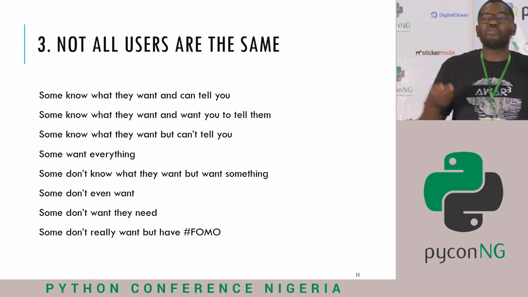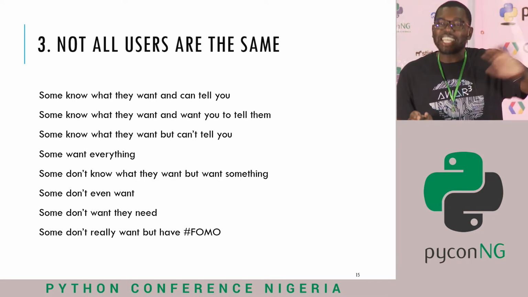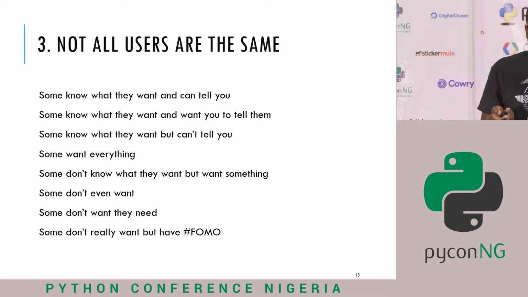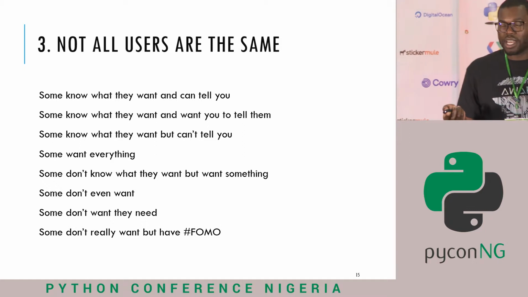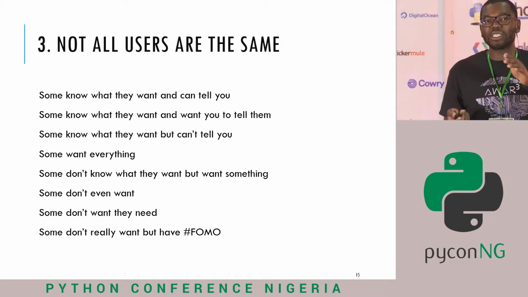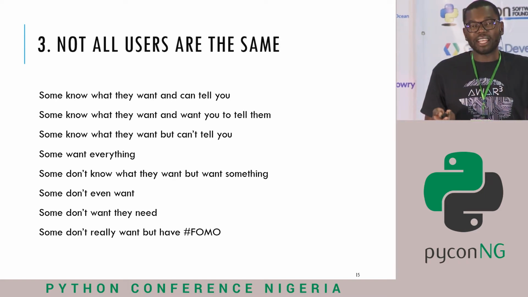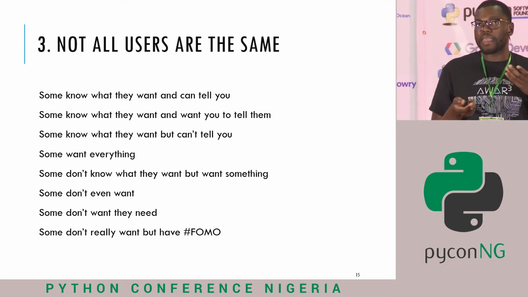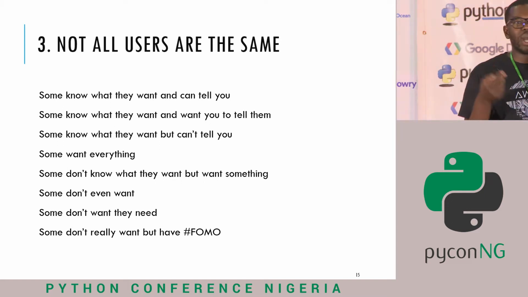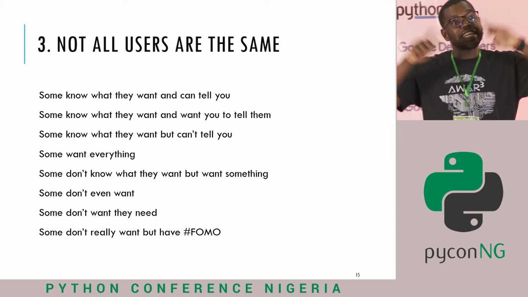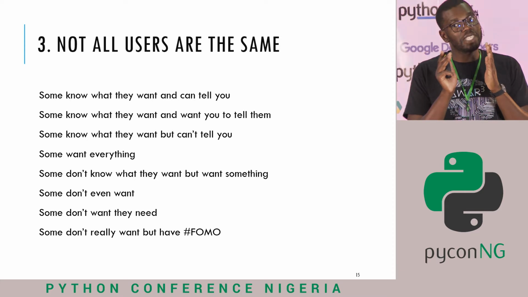FOMO is the fear of missing out. So just because other people are having it, some people buy, let's say, very expensive smartphones. It's not because they really want it. It's because their friend has it, so they also have to get it. So some people are like that. So you need to know they are not the same. You need to differentiate as to what type of users you have. Are you targeting everybody, or are you targeting a specific segment of the market?